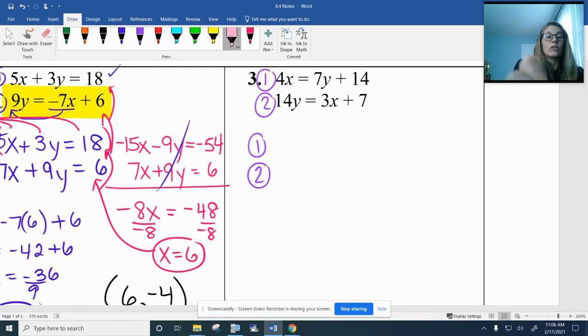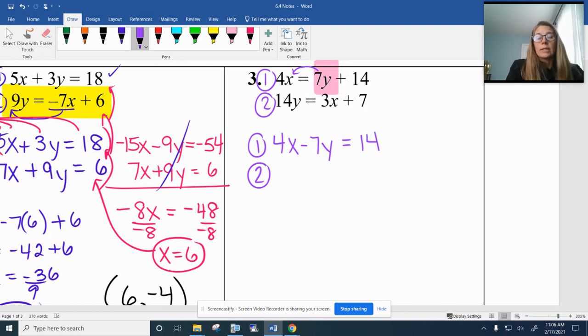In the first equation, the y here is on the wrong side, so I need to bring that over to the left, which is going to make it a minus 7y. But the 4x and the 14 stayed where they were. Then on the second equation, I'm going to bring my 3x over, making sure it goes in front of the y, and it's going to become a negative 3x. So that's the first thing we have to do.